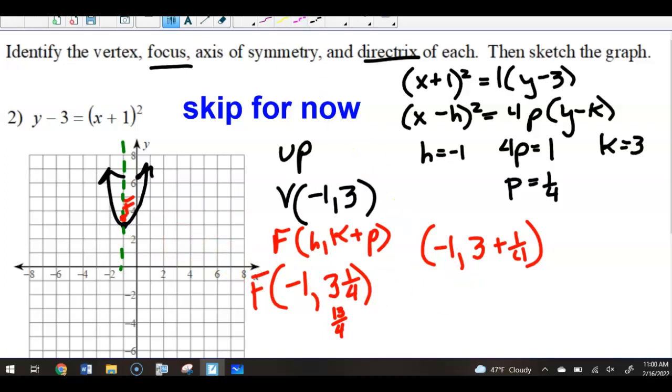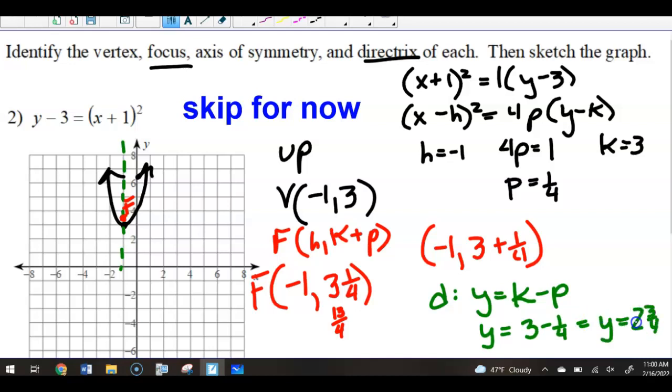And then the directrix equation on your sheet says y equals k minus p. Y equals 3 minus 1/4, which is 2 3/4, or 11/4, or just 2.75, but it's a horizontal line right down here. All right.